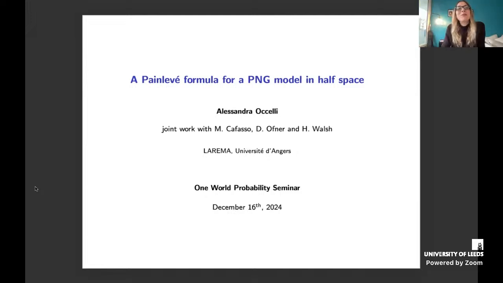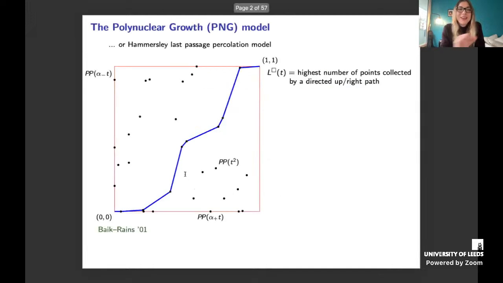Okay, thank you. So as Patrik briefly announced, I'm going to give a different description of this polynuclear growth model in half space. I will explain why the formulation that I will present is slightly more convenient in some contexts. So the setting might look the same. I cannot move. Okay, now I can change slide.